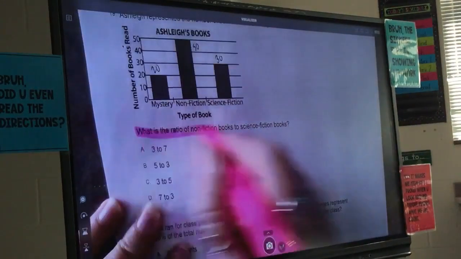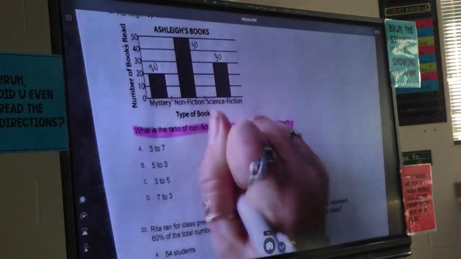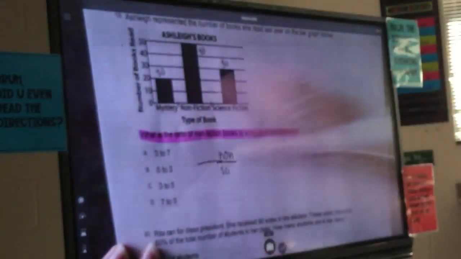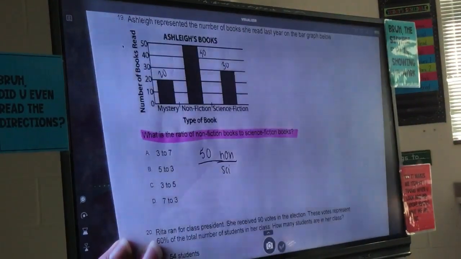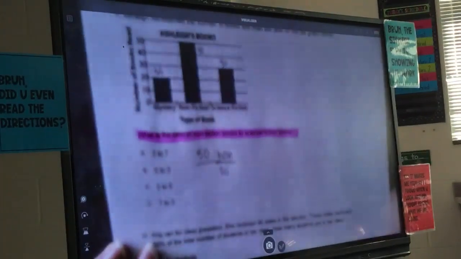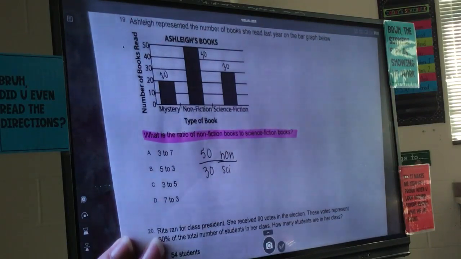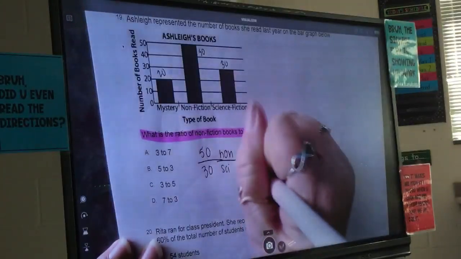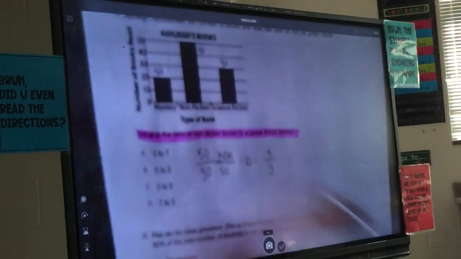So this is what we're looking for. We have nonfiction first, and then we have science fiction second. So how many nonfiction books did she read based off of our bar graph? BK? 50. And how many science fiction books did she read, Ansley? 30. So do we see 50 to 30 as an answer choice? No. All right, so raise your hand and tell me, what do I have to do here? Angel? By 10. So that's going to give me 5 to 3. Do we see 5 to 3 up here? Yes, we do.